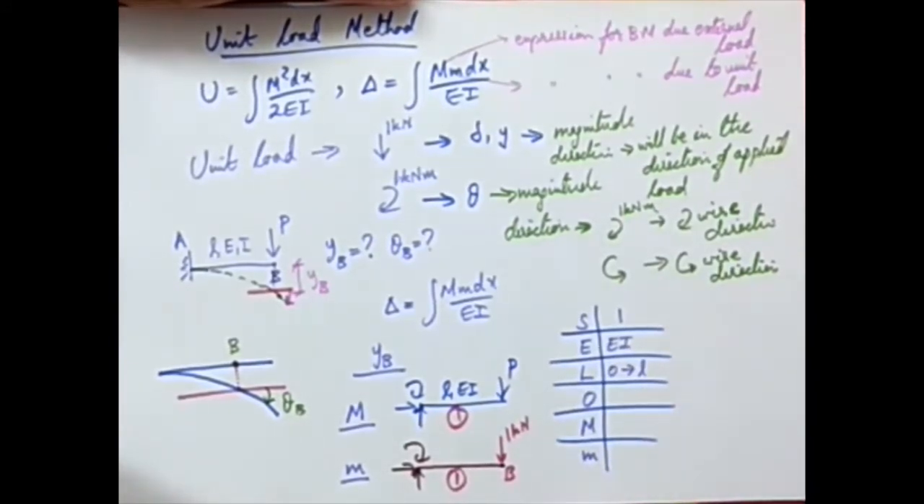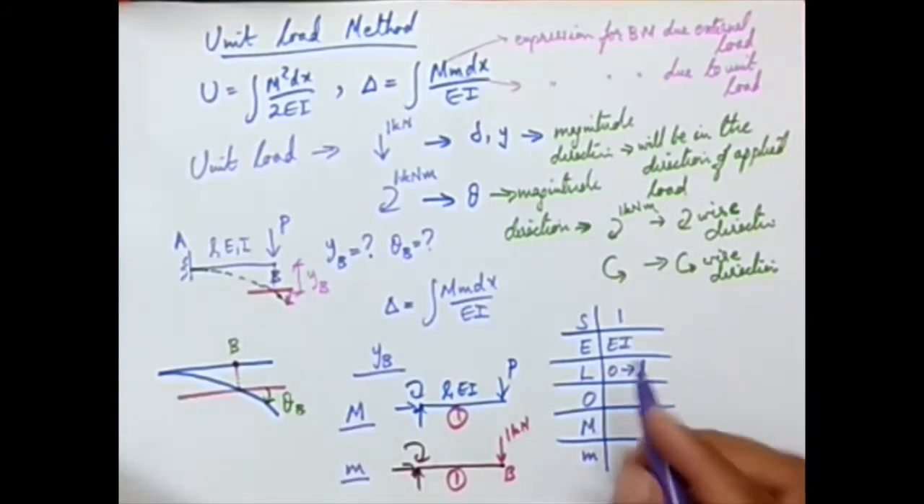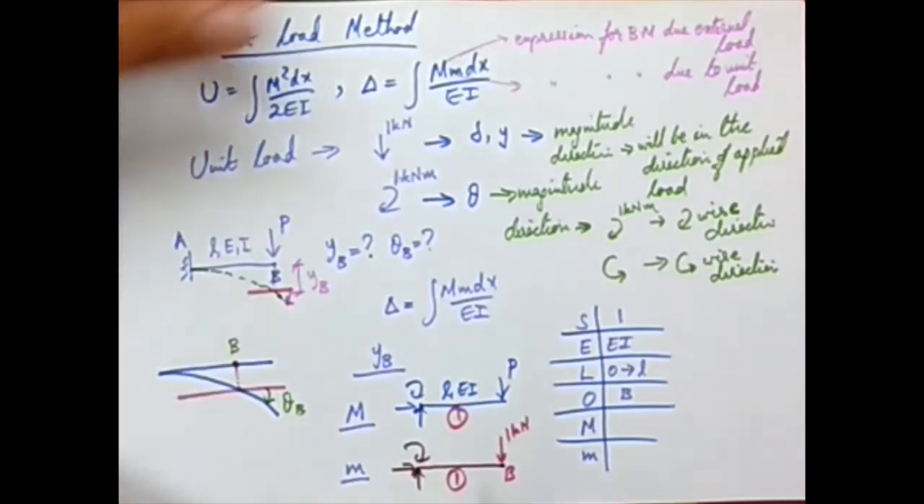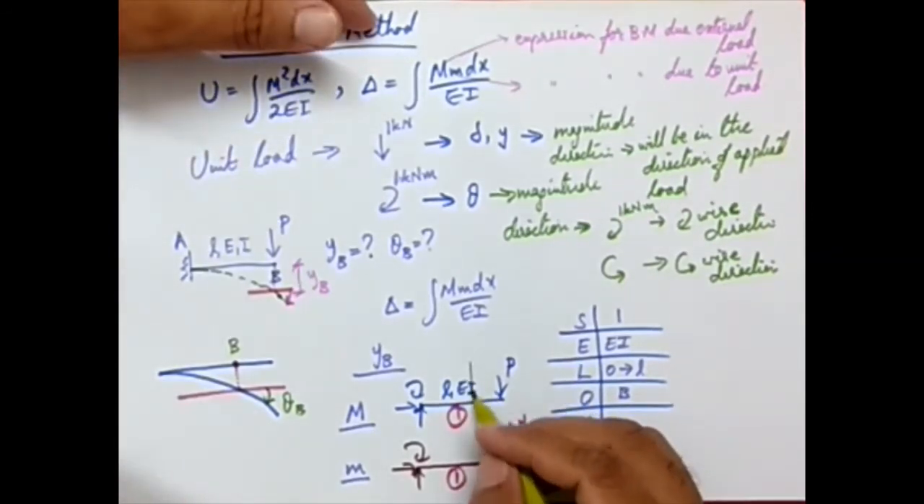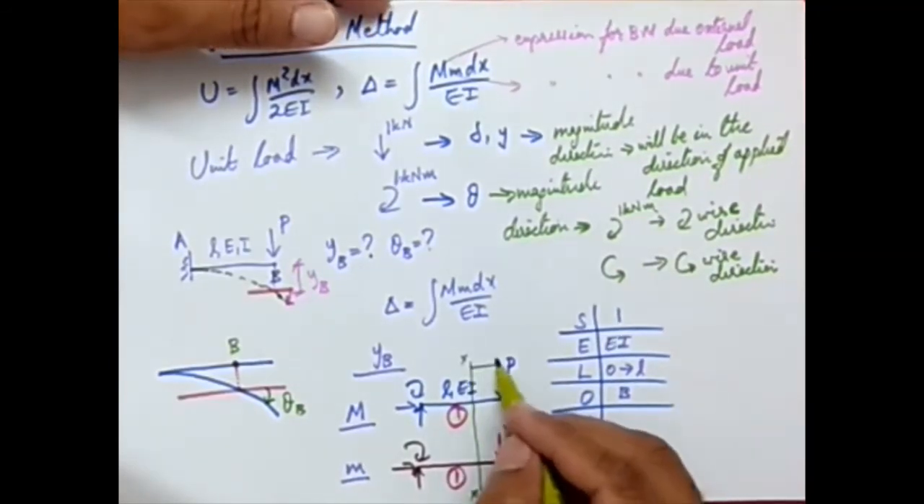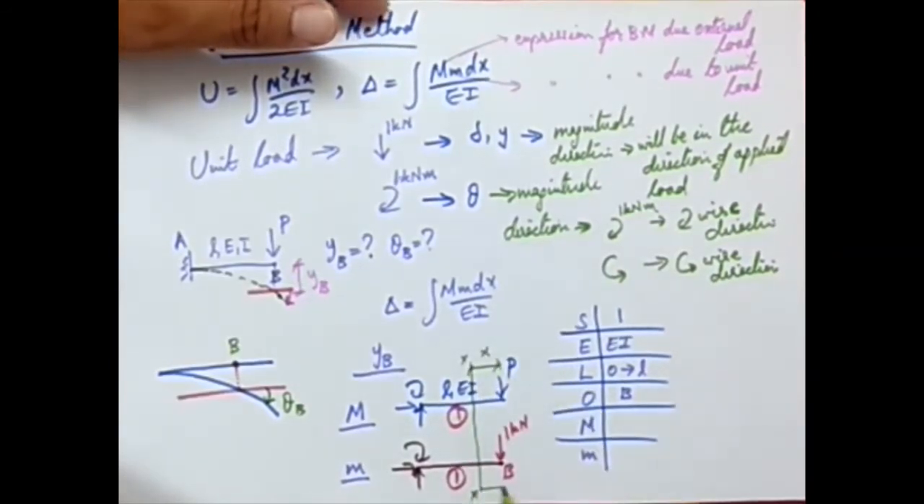Now I need to decide where the origin should be. We have discussed earlier, whenever you're using a cantilever beam, the free end is the best option, so I'm choosing B as the origin. Now I want to get the expressions for capital M and small m. To get them, take a random section XX at a distance of x from the origin. This also we have seen earlier.